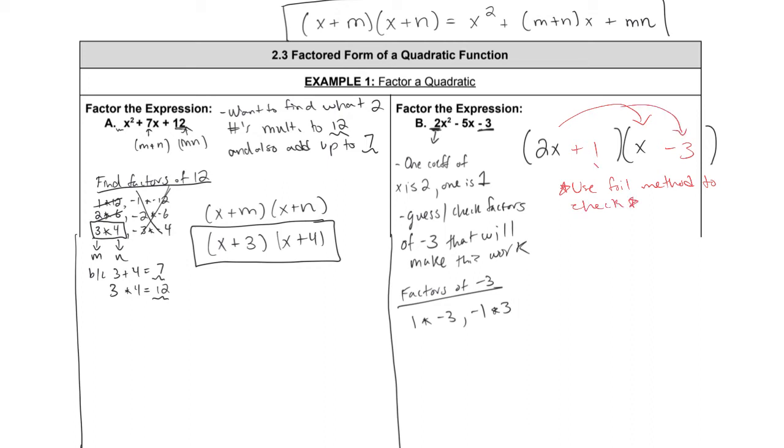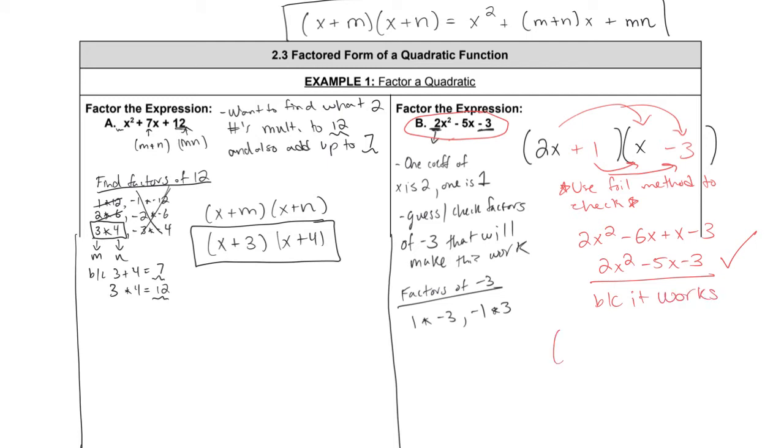Right, so when you FOIL it out and multiply it, we should get back to this original expression. That's our objective. So we get 2 times x is 2x squared. 2x times -3 is -6x. 1 times x is positive x, and then 1 times -3 is -3. So we get 2x squared minus 5x minus 3, which works, right? This is the same expression we started with because it works.